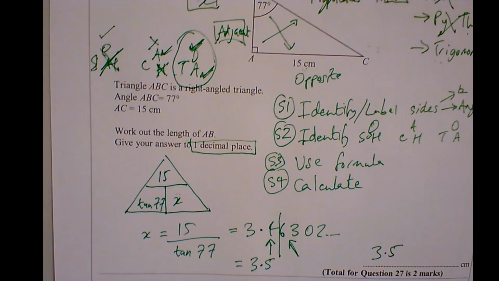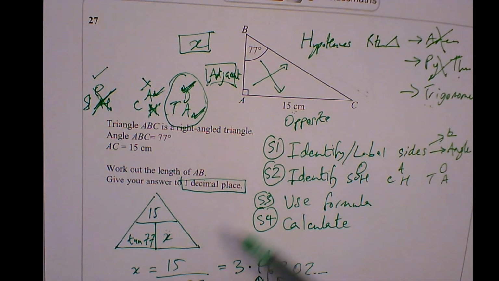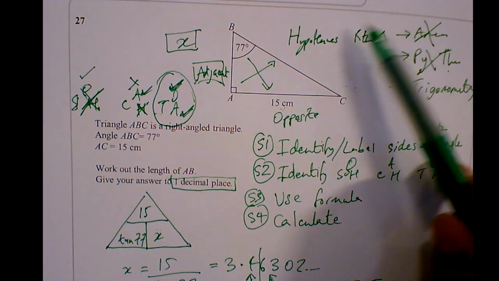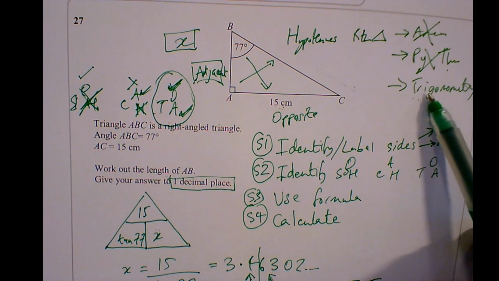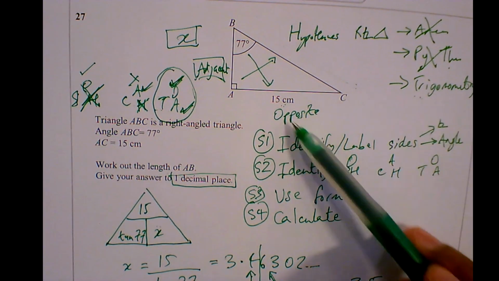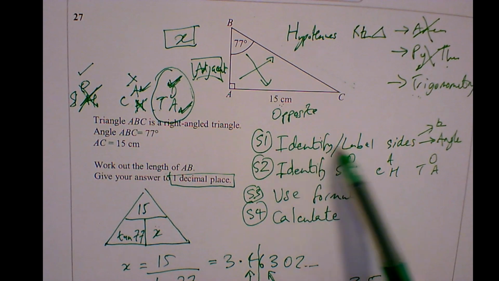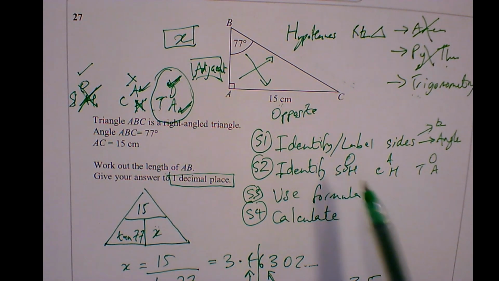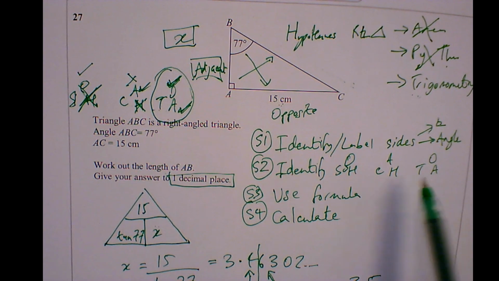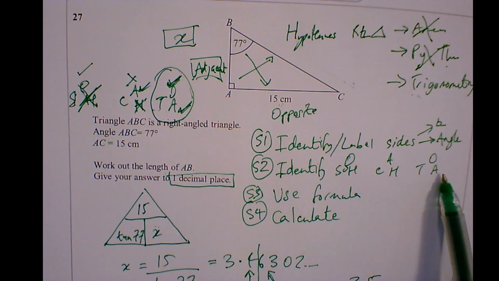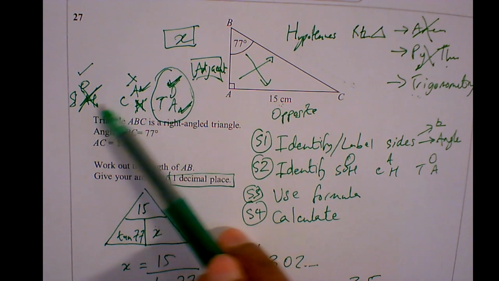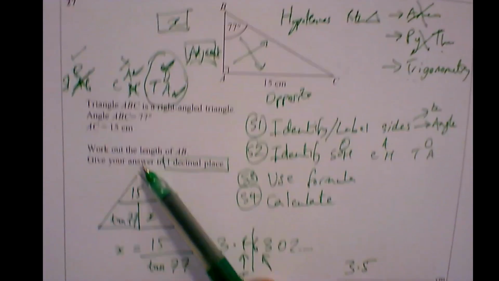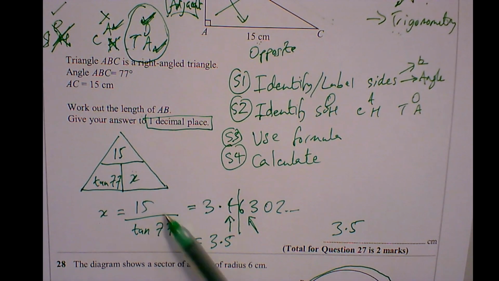So in summary, how do I solve this question? I identify what topic it is. I realize it was trigonometry. And then once I know it's trigonometry, there are 4 steps. Label and identify the sides. Find out which trigonometric function I'm using, whether it's sine, cosine, or tangent. And then I use my formula, and then I'm turning it into an equation to calculate it. And that's my final answer.